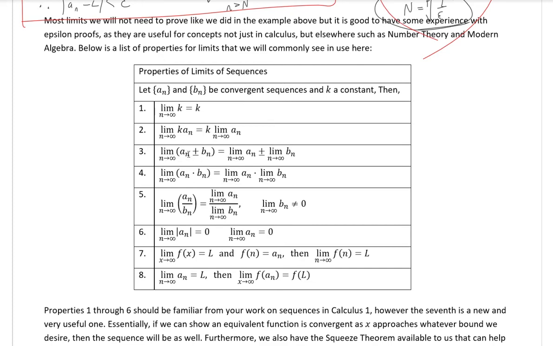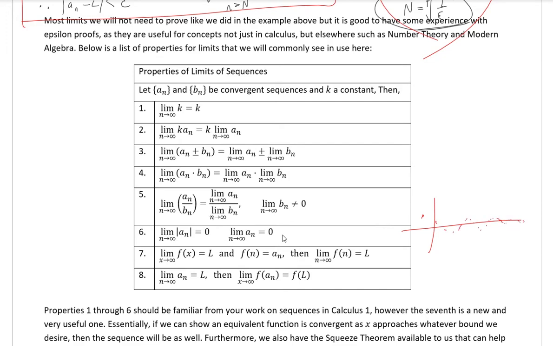Limit of two different sequences, added or subtracted, you could split that into two limits. Same thing with multiplication, same thing with division, as long as the one on the bottom is not equal to 0. And also the limit as the absolute value of a sub n equals 0 means that a sub n is also just equal to 0 itself.